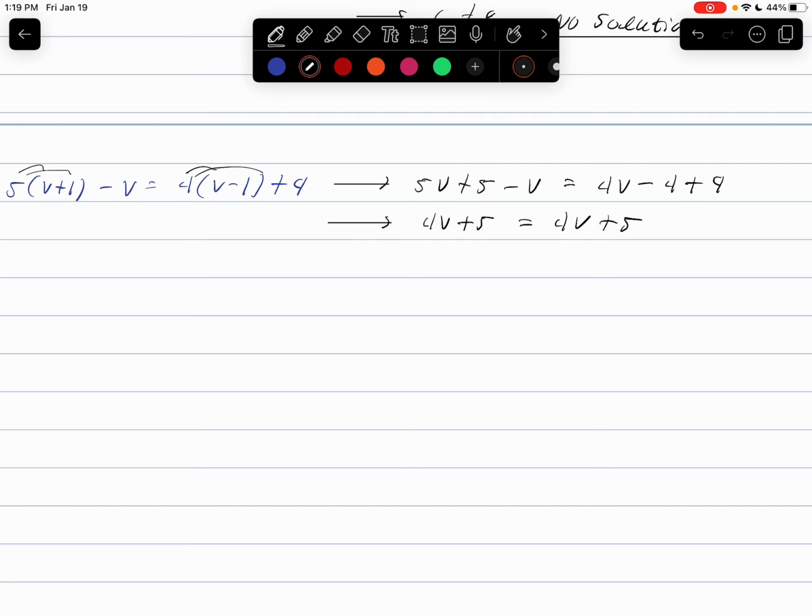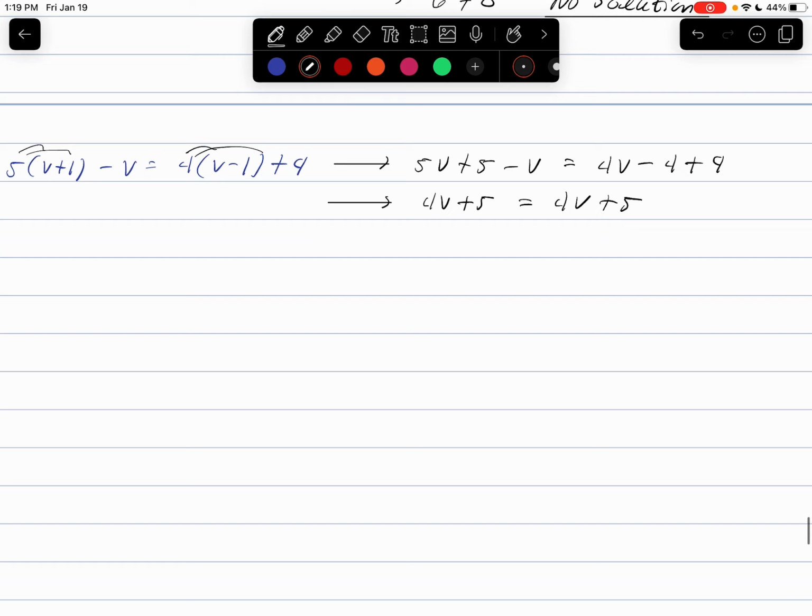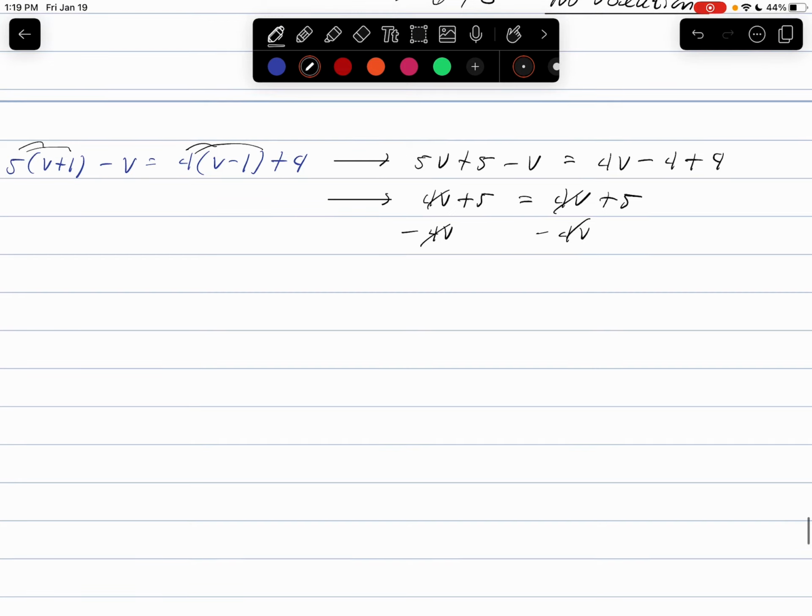That's true. But if we want to convince ourselves even more, we can take 4v away from both sides. Okay, well, this will cancel this 4v here, but it'll also cancel this 4v. So we're left with a similar situation to last time. We have 5 is equal to 5. What's different this time is that this equality actually does hold. So this works. 5 is equal to 5.